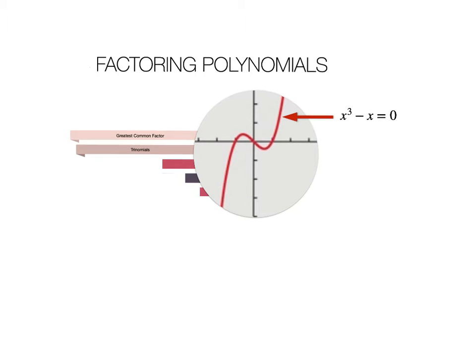Let's look at two aspects of factoring polynomials in this lesson. The first thing we're going to do is look at how to factor out the greatest common factor, and then we'll look at how to factor trinomials. We'll actually look at two different trinomial setups when we get to that step.